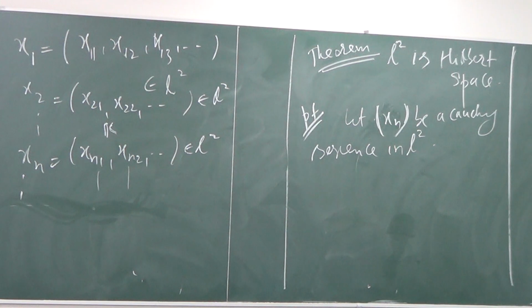So essentially, the roughest sketch is that each component is itself a sequence which is converging to some limit. So take all those limits, put them in a vector, and that vector would be the limit of this given sequence. This is what I have done.